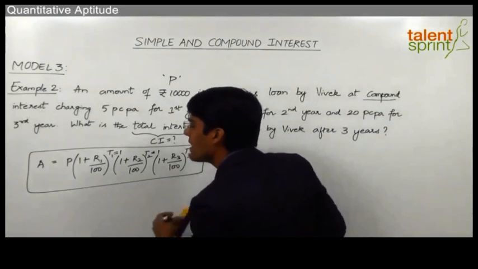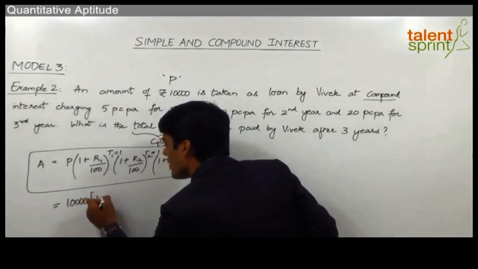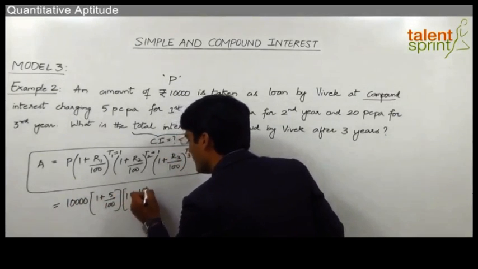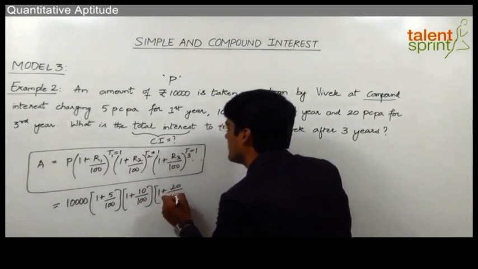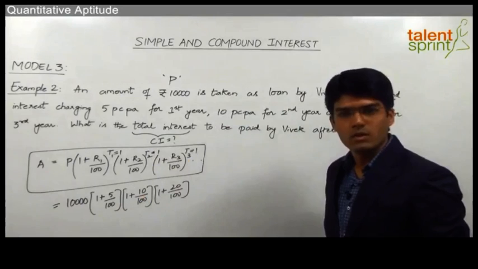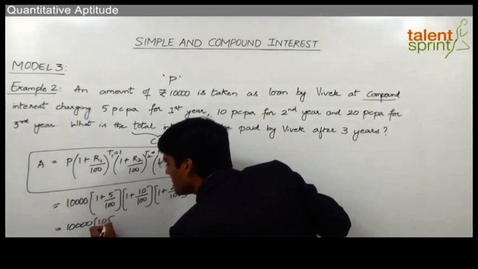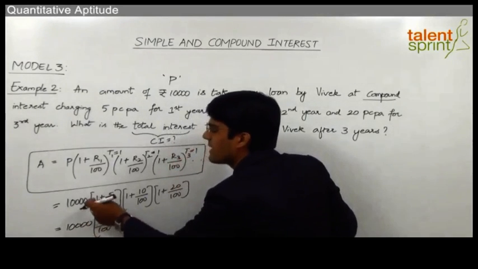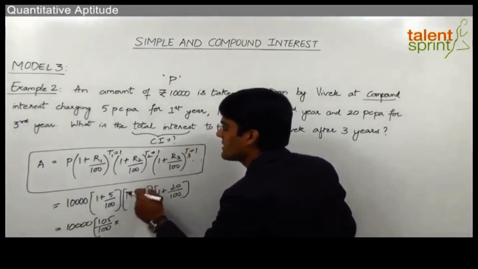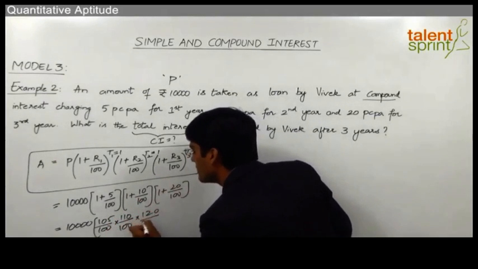So we can say that the total amount here will be equal to, the principal is 10,000 into 1 plus 5 by 100 into 1 plus 10 by 100 into 1 plus 20 by 100. That actually is power 1 and power 1, since T1, T2 and T3 are equal to 1. So this can be simplified as 10,000 into 105 by 100, since 100 is LCM, 100 plus 5 will give you 105, into the second term here would be 100 plus 10, that is 110 by 100, and the third term would be 100 plus 20, 120 by 100.